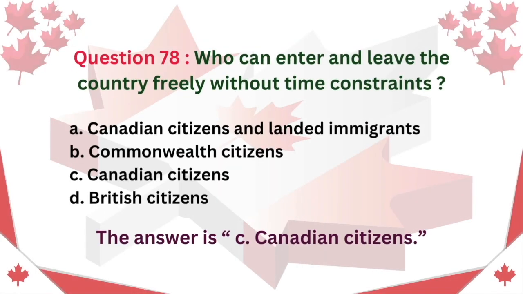Question 78. Who can enter and leave the country freely without time constraints? A. Canadian citizens and landed immigrants. B. Commonwealth citizens. C. Canadian citizens. D. British citizens. The answer is C. Canadian citizens.